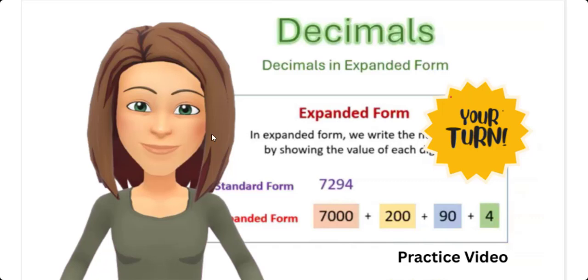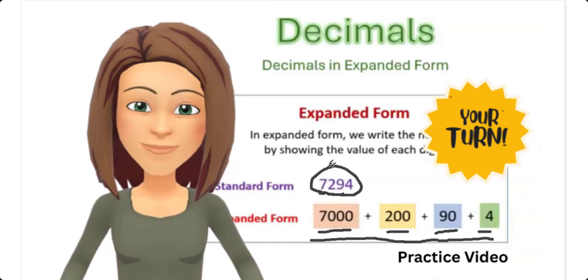This number is 7,294, and if you notice when I write it into expanded form, I take the 7 and I write it as 7,000 because it's in the thousands place. The 2 is worth 200 in the hundreds place. The 9 by itself is worth 90 in the tens place, and then you have your 4. And all of this together, 7,000 plus 200 plus 90 plus 4, is expanded form. And when the number is just written as numbers, we call that standard form.